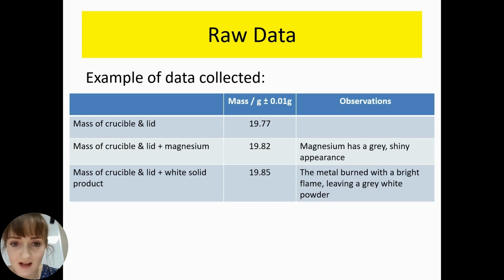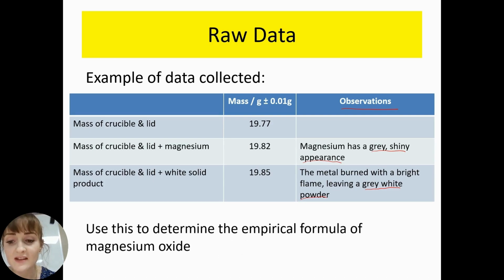You will collect raw data that will look something like this, similar to what we just discussed. Notice here the qualitative data are the observations that were noted. The grey shiny appearance of the magnesium to begin with, and the fact that you end up with a grey-white powder at the end. This is the data that you will now use to determine the empirical formula of the magnesium oxide.